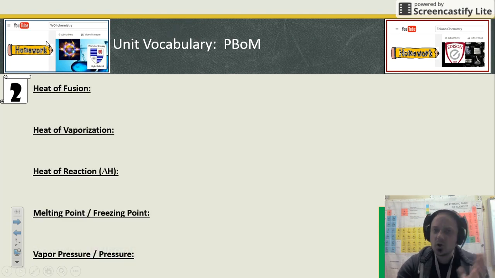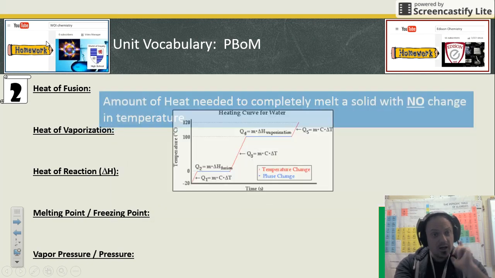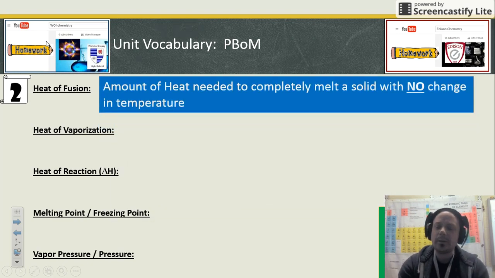Heat of fusion. This is a special number. We use it when we do our heat calculations, which you can see a curve here with equations written over it, which we will do. But the heat of fusion is the amount of heat needed to completely melt a solid without changing its temperature. Okay, so the heat of fusion is used when we're doing a heat calculation, and the substance that we're talking about is going through melting or freezing. We use heat of fusion.